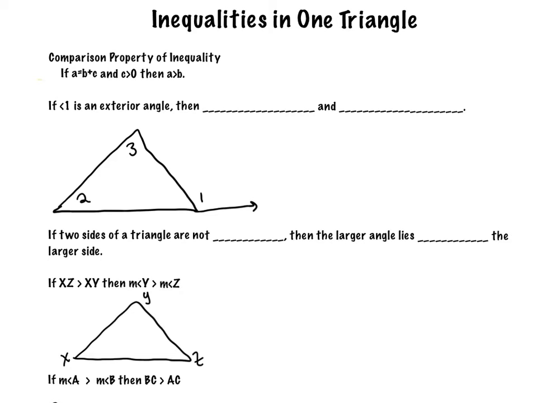First thing I want to bring your attention to is this comparison property of inequalities. This should be fairly straightforward. Basically it says that if you add two things together, whatever that equals is bigger than the two things. So if I add B plus C together and get A, A has to be bigger than B and C. Hopefully that is intuitively making sense.